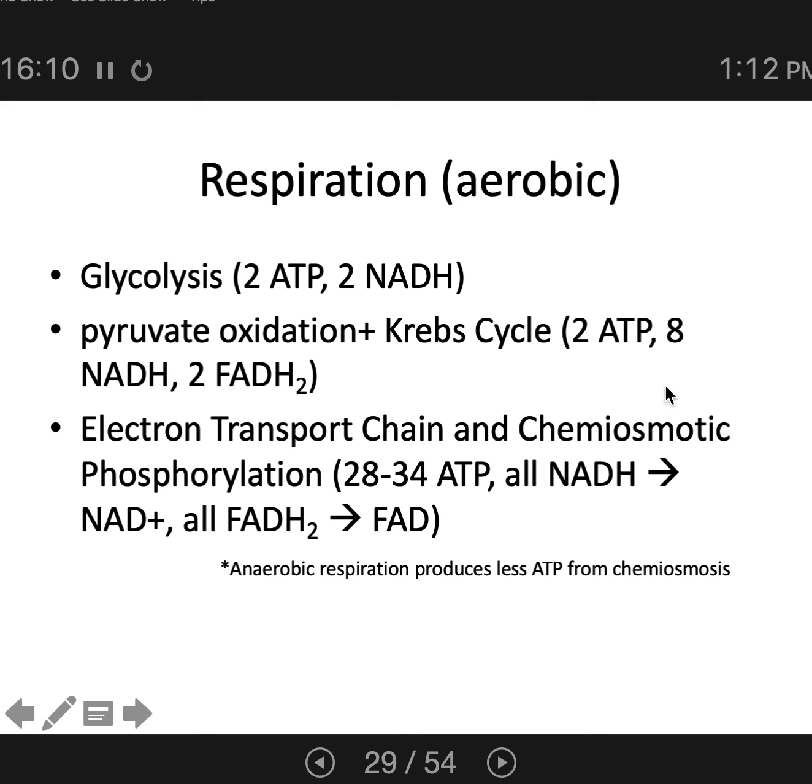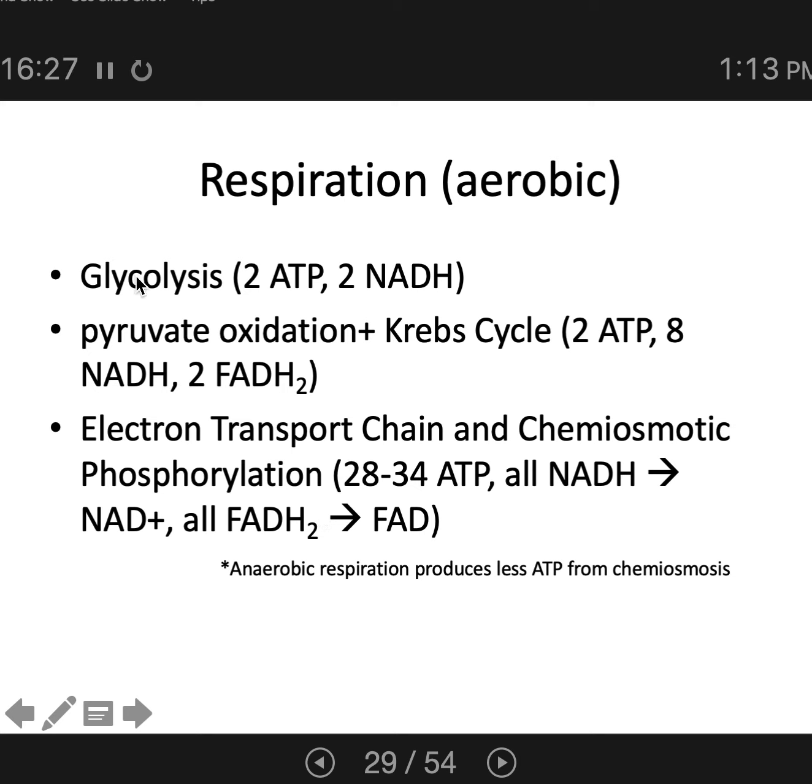So what happens here is all of these high energy electrons that were harvested in the first two steps, but especially in the Krebs cycle, are used to make ATP. Okay, so this is the main point of the electron transport chain: ATP production.